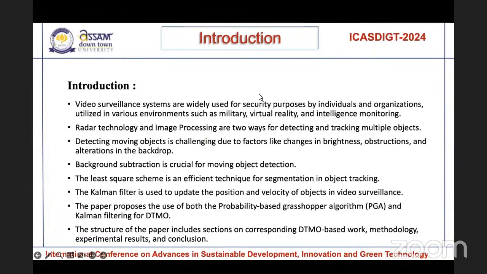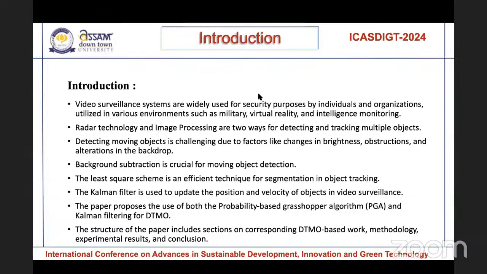So starting with the introduction, video surveillance systems are widely used for security purposes by individuals and organizations. So basically, we use this in various environments like military, virtual reality, and intelligence monitoring. When it comes to video surveillance, radar technology and image processing are the two different ways of detecting and tracking multiple objects. So detecting moving objects is a challenging factor.